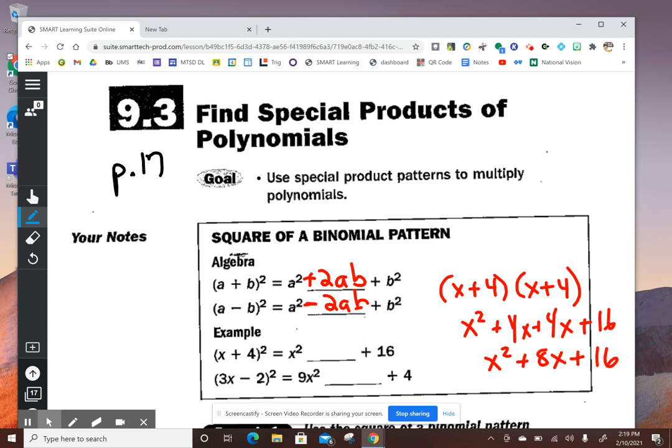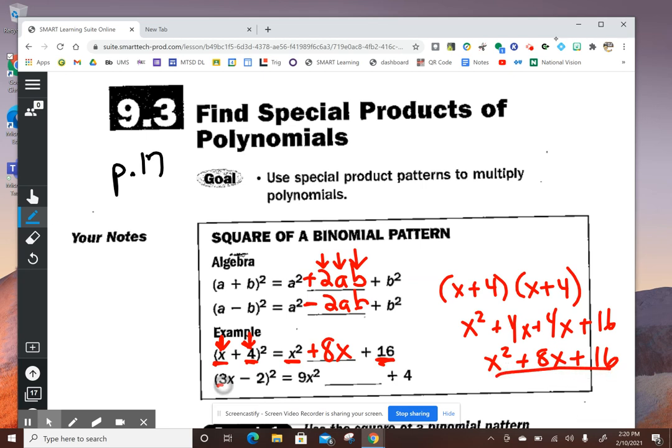But what this special pattern is telling you is instead of actually FOILing it, you square the first, which is x squared. You square the last, which is 16. Your middle term is 2 times, that's why the 2 times a times b. So a in this case is x, sorry. B is 4. So a times b is 4x, double that, and you get plus 8x. So you see, I didn't have to FOIL it. I just used the pattern, and I got the same answer.